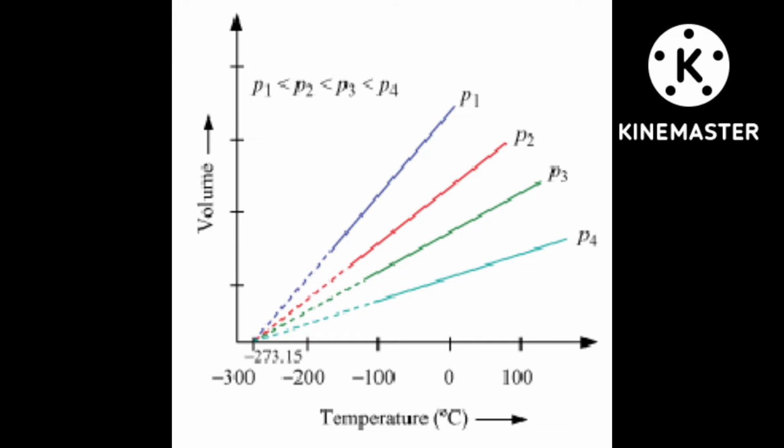If you want to write it in proportionality form, then you have to remove K. Then it will come V is directly proportional to T. If you want to convert the equality sign into proportionality, you remove the K. Then V is directly proportional to T, and the value of constant K is determined by the pressure of the gas.